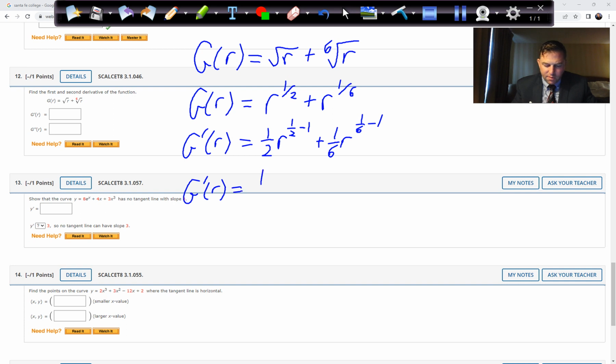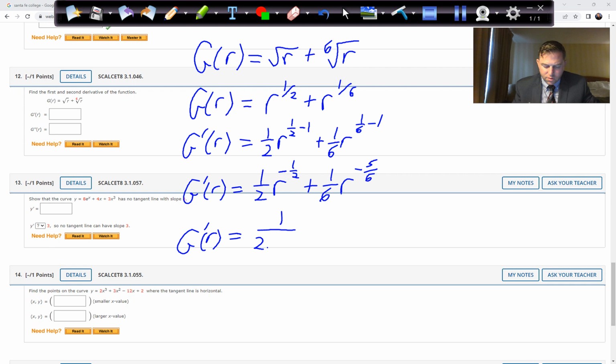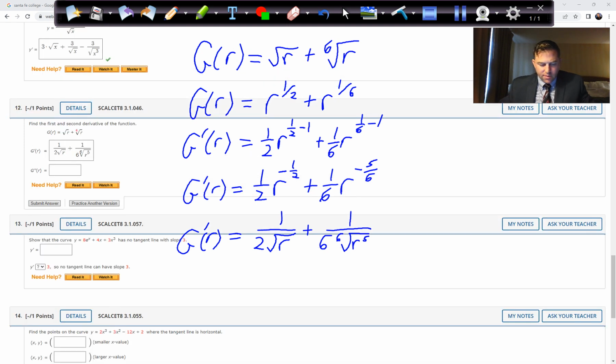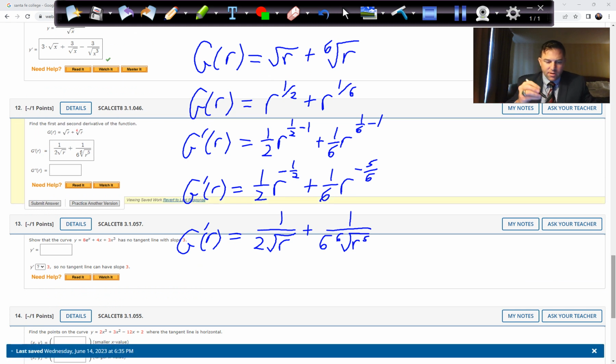And when we simplify that, we get 1/2 r to the minus 1/2, and we get 1/6 r to the minus 5/6. Well, we're going to then write this as 1 over 2 square root of r plus 1 over 6, the 6th root of r to the 5th. And that should be the answer for that one. Okay, that looks good what I've typed there, but they want a second step where they want the second derivative.